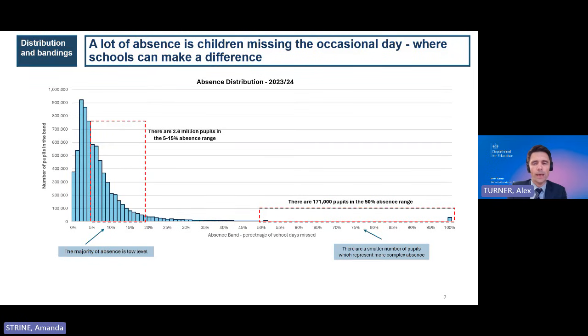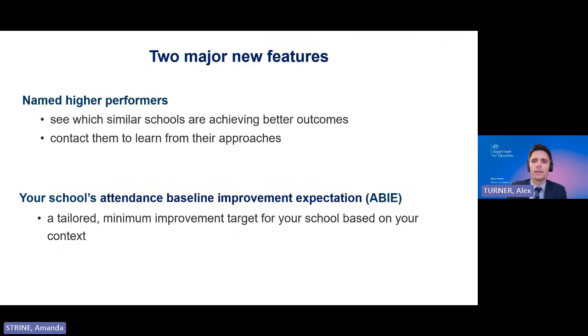If we go on to slide 8, that's where we'll start. And we're going to take you through those two new features. Firstly, the naming of higher performing schools in your reports, and the second, the attendance baseline improvement expectations. We'll take you through these first, and then for those of you not sure how to access these reports, we'll do the how do I find these question at the end of the webinar.